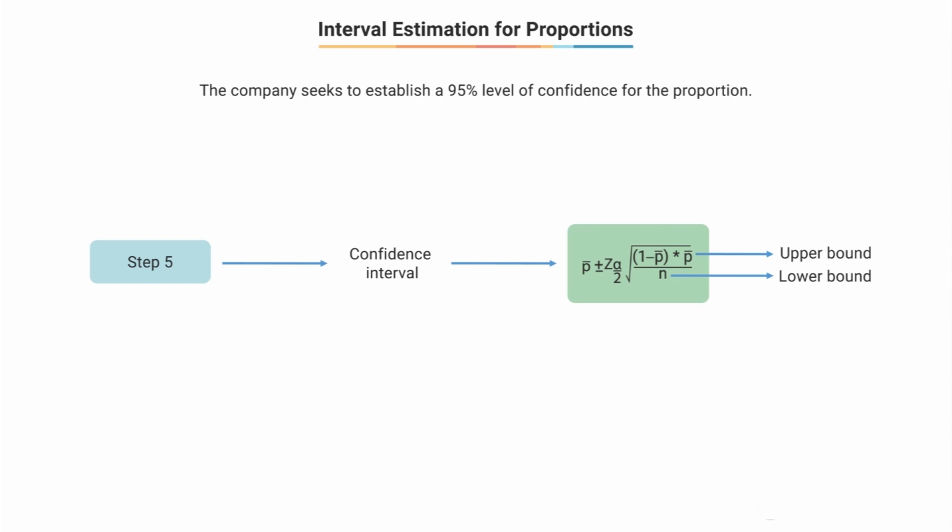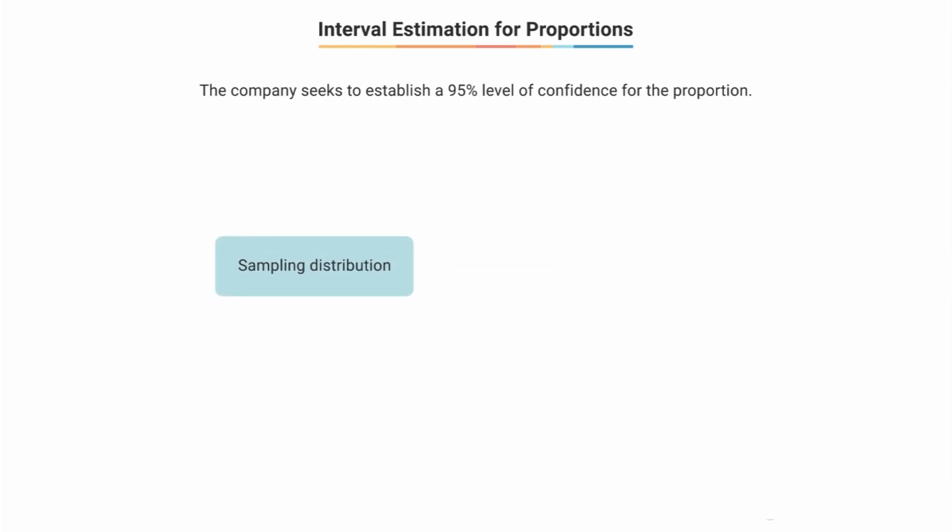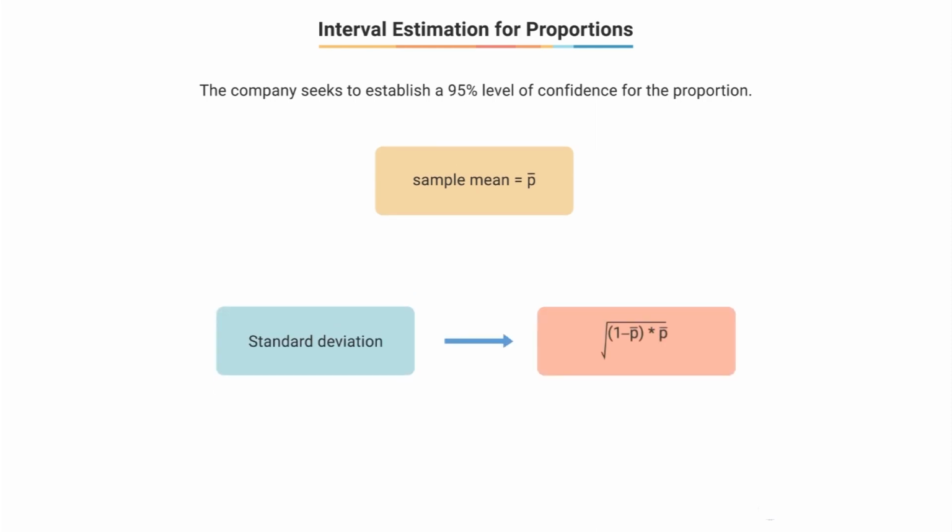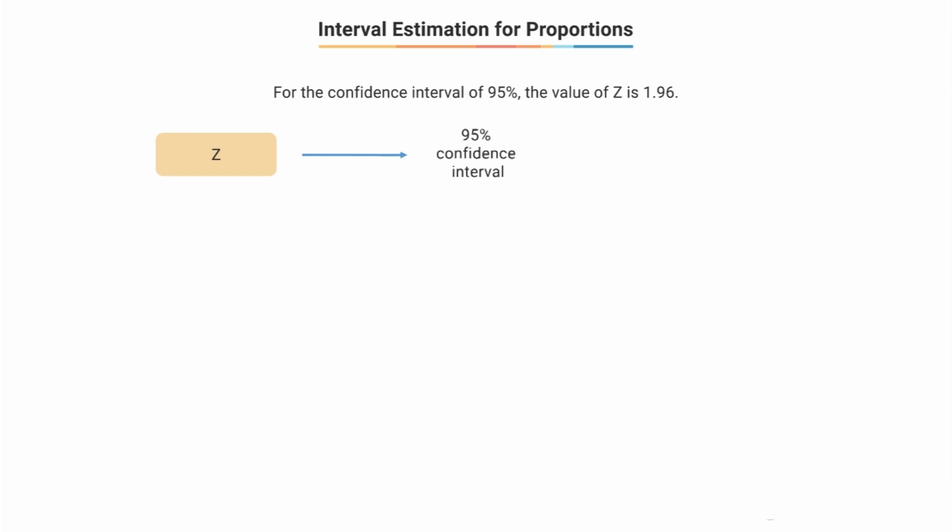Just by looking at the formula, you can say that the sampling distribution that we have used is a normal distribution with mean as the sample proportion and the standard deviation as the root of p bar times 1 minus p bar upon n. You already know that p bar is equal to 0.44 and the sample size n is 500. We also have to calculate z, but you have already learned that for a 95% confidence interval, z will be 1.96. So let's put these values.